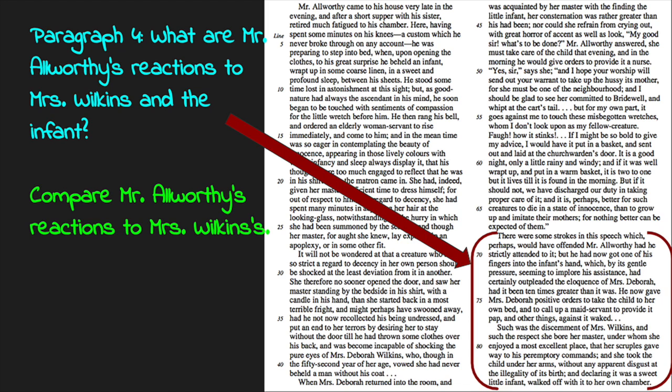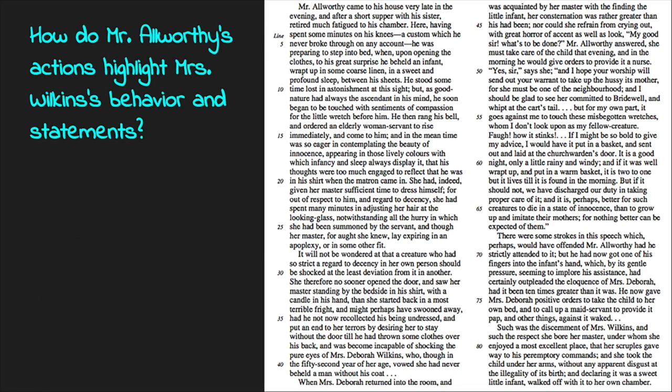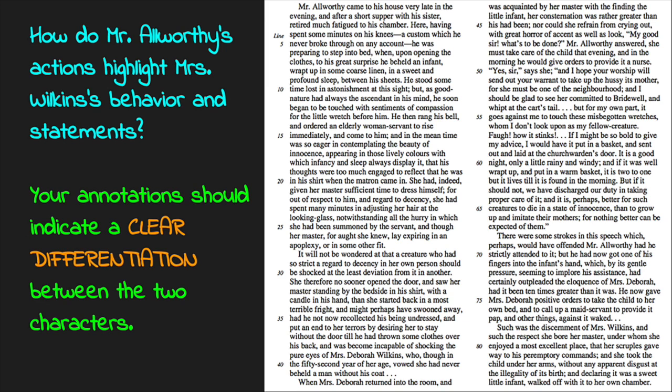Hopefully at this point, you've noticed that Mr. Allworthy and Mrs. Wilkins are foils. How do Mr. Allworthy's actions highlight Mrs. Wilkins' behavior and statements? Your annotations should indicate a clear differentiation between the two characters.